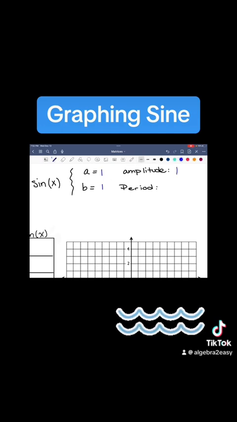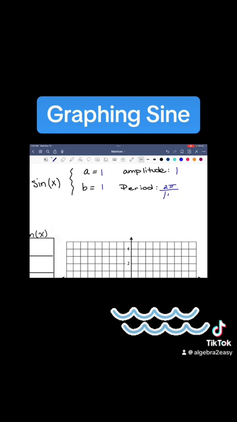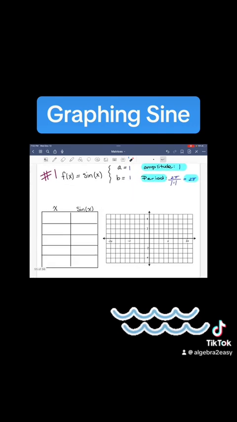Now the period, we're going to have to do a little bit of math here. 2 pi divided by the absolute value of b. So in this case, it is simply 2 pi. So I'm going to highlight those. My amplitude is 1. My period is 2 pi, meaning it's going to take from 0 to 2 pi to complete one full cycle, one full wave. Let's go to our table.